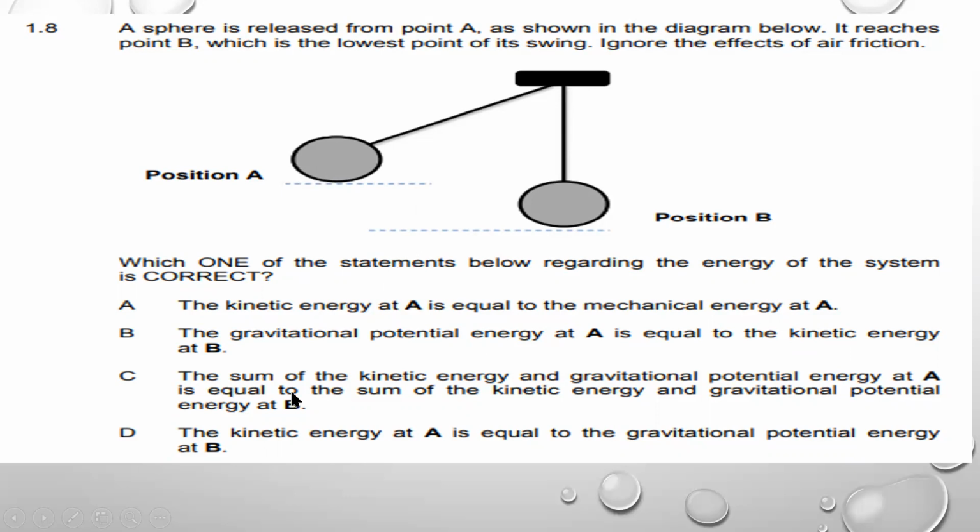And C, sum of the kinetic energy and gravitational potential energy at A is equal to sum of kinetic energy and gravitational potential at B. Yes, we are sure about this one. Why? Because we know mechanical energy remains constant in a closed system. Mechanical energy is constant. We know kinetic energy and gravitational potential energy making mechanical energy. They said mechanical energy at point A is equal to mechanical energy at point B. Answer is C. We cannot make sure about other options, kinetic energy, potential energy, but mechanical energy we are sure.